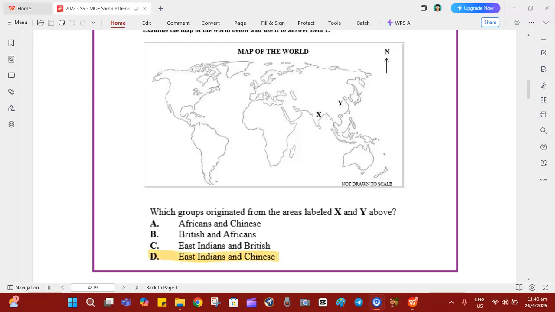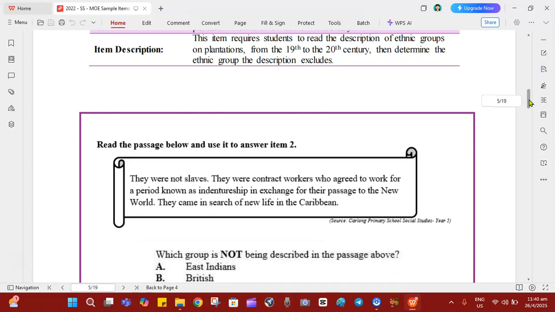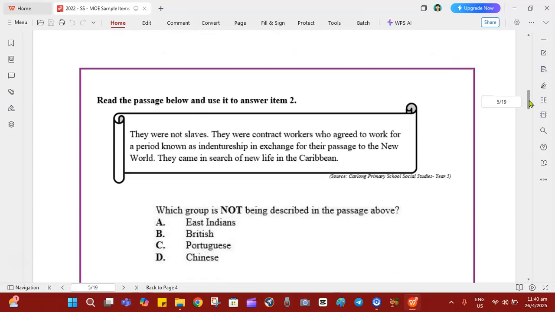All right, number 2. Let's move on to number 2, and it says, read the passage below and use it to answer 2. They were not slaves. They were contract workers who agreed to work for a period known as indentureship in exchange for their passage to the New World. They came in search of new life in the Caribbean. A says East Indians, no. B says British. All right, let's move on to item 3.